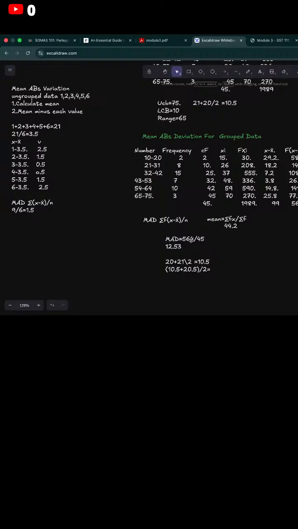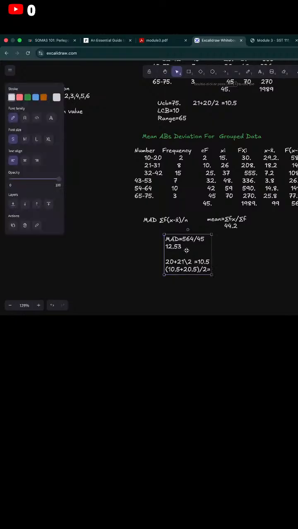Then to get our mean deviation, we take 56.4 divided by the summation of f, which is the formula. You can see the formula here, and we use summation of f because the data is grouped. If we divide this, we should get 12.6.